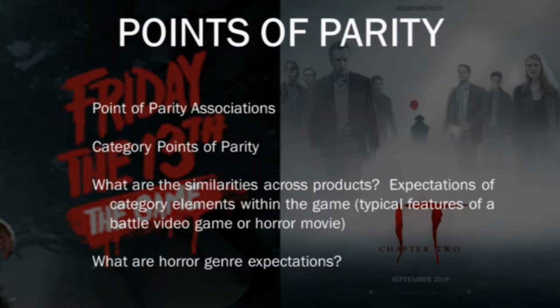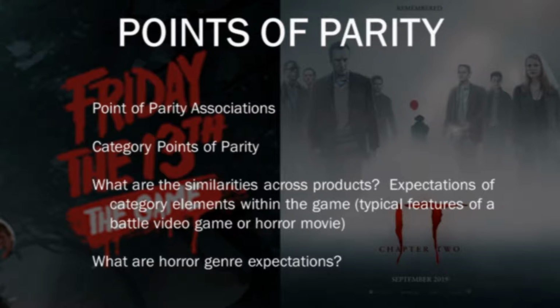When we think about brand competition across an entire category, we have to think strategically. What this means is we have to think about points of parity, points of similarity across all brands within a competitive category. And so, for instance, if we think of Friday the 13th and It and other horror brands, what similarities do these brands possess? That's what points of parity mean here.